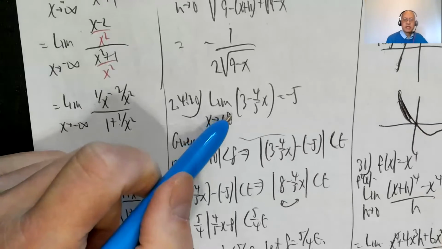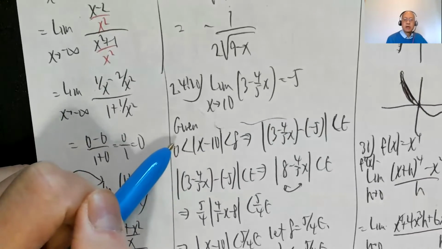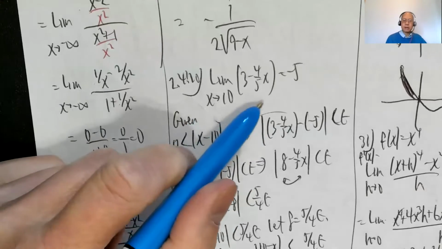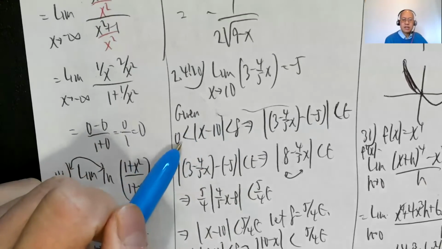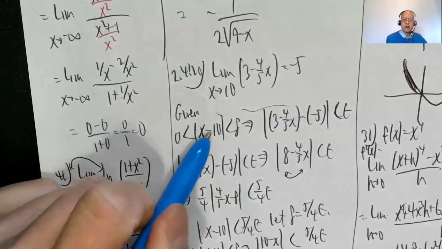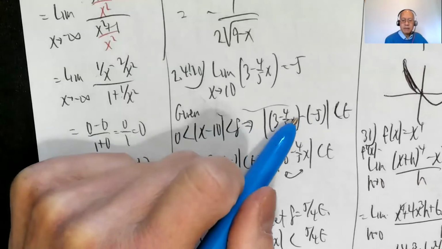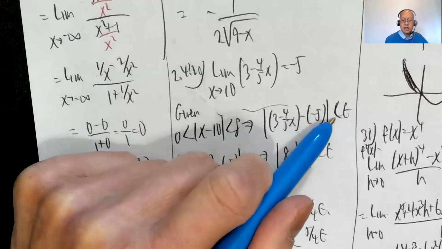The 2.4, number 20, prove this limit. So write the usual given stuff, given epsilon greater than 0, blah, blah, blah. Okay, so let me just get to the essence. 0 less than absolute value of x minus 10 less than delta implies absolute value of 3 minus 4/5 x minus a negative 5 less than epsilon.